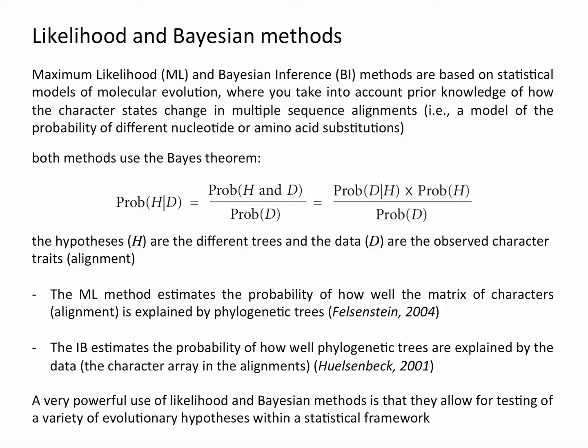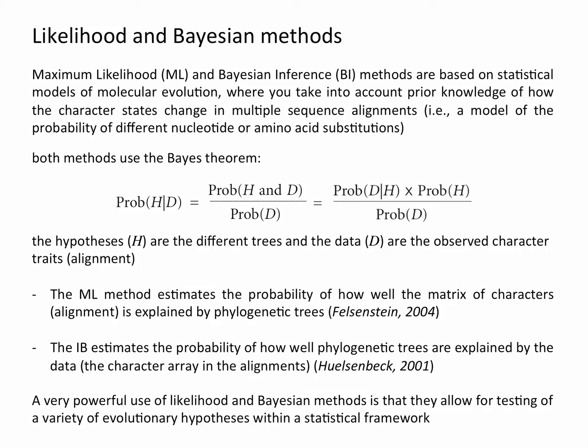Maximum likelihood and Bayesian inference methods are based on statistical models of molecular evolution applying Bayes' theory. Using Bayes' theorem, the concept of conditional probability is defined. The probability of a hypothesis given the data equals the joint probability of the hypothesis and the data divided by the probability of the data.